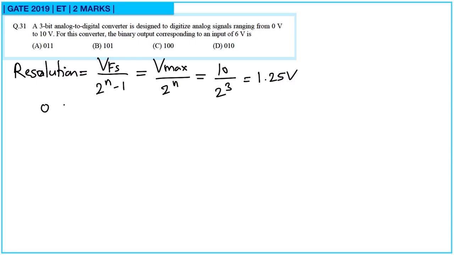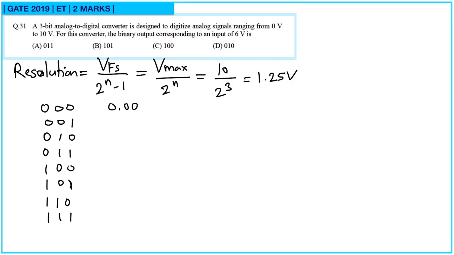So since it is 3 bit, it will go from 0 to 7. So 0, 0, 0, 1, then 2, 3, 4, 5, 6, and then 7. And corresponding voltages also we will write. First will be 0 and it will increment in steps of 1.25. So first will be 1.25, then 2.50, then 3.75, then 5, 6.25, 7.50 and 8.75. And we want the voltage corresponding to 6 volt.